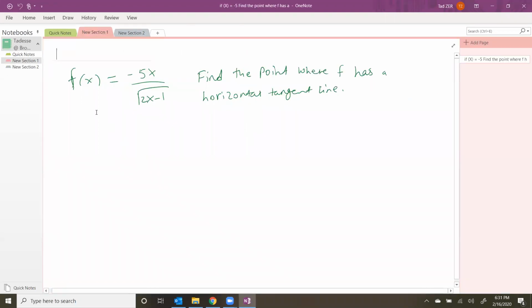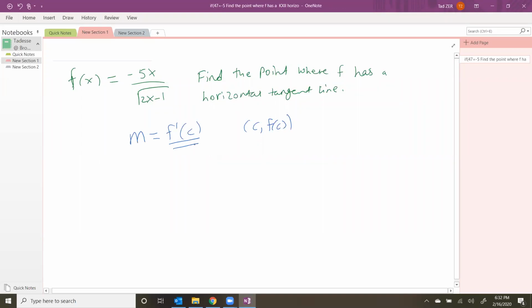The first example says, given a function f of x equal to negative 5x divided by square root of 2x minus 1, we want to determine the point where this function has a horizontal tangent line. We know that the slope of a tangent line is nothing but the derivative at the point of tangency. So if the line touches the graph at c comma f of c, the slope of that tangent line is given by the derivative evaluated at c.